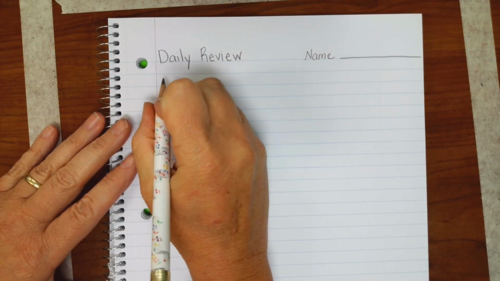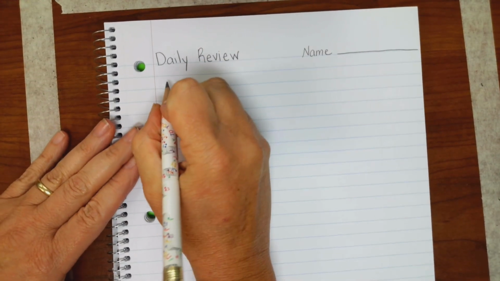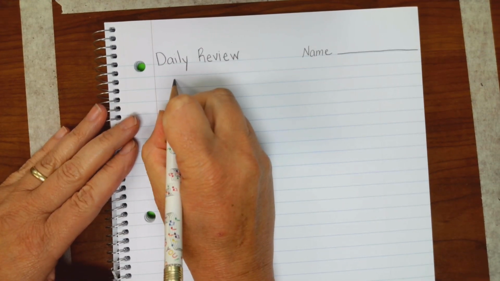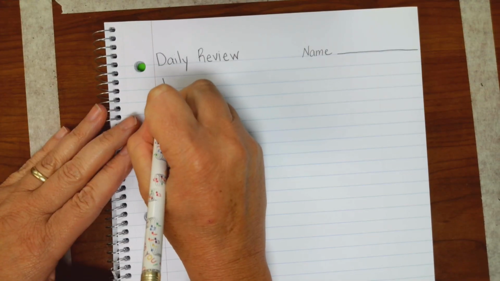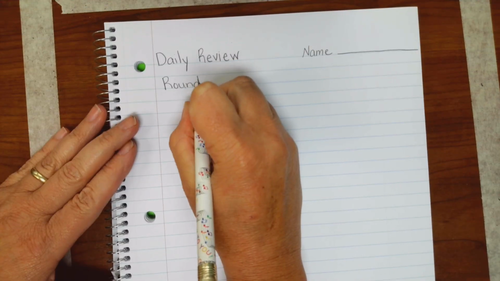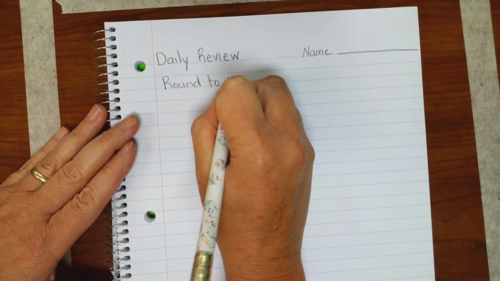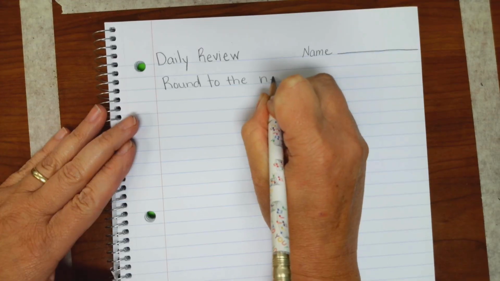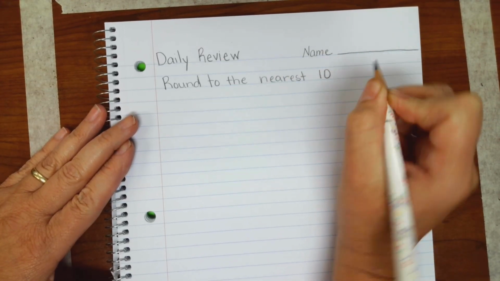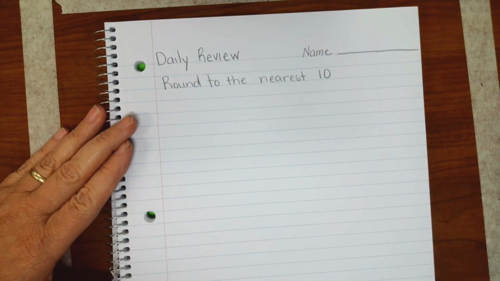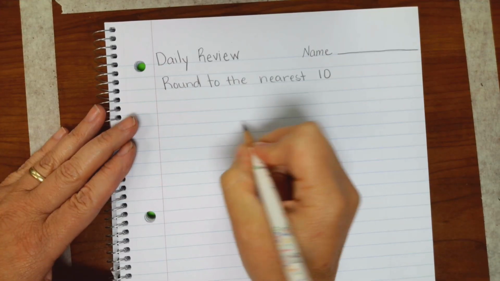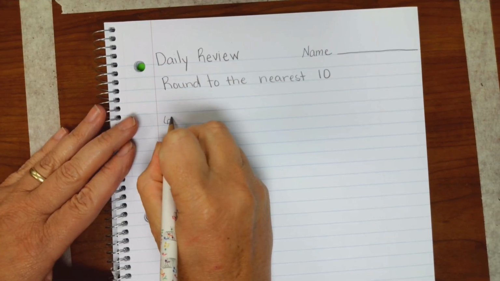Now, on the first one, we're going to do some review. I want you to round to the nearest 10. So the first number you're going to round is 67.